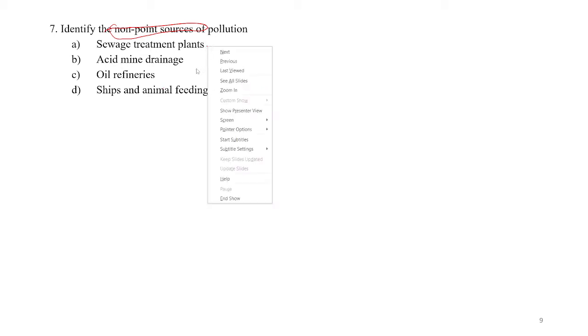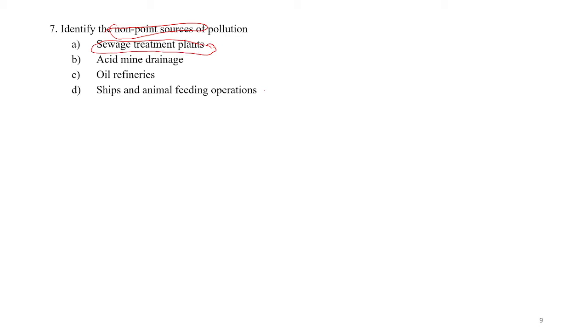The sewage treatment plant is always a point source of pollution, because we know how much waste is getting into the system and how much waste is getting generated out of sewage treatment plants, like how much wastewater is coming out and what is the degree of pollution. So definitely not A. B is the correct option, B, acid mine drainage. I'll explain.